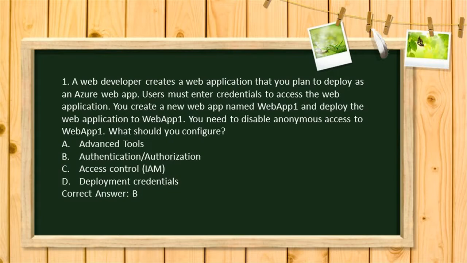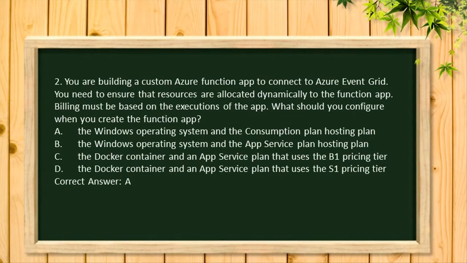1. A web developer creates a web application that you plan to deploy as an Azure web app. Users must enter credentials to access the web application. You create a new web app named WebApp1 and deploy the web application to WebApp1. You need to disable anonymous access to WebApp1. What should you configure? Advanced Tools, Authentication/Authorization, Access Control, Deployment Credentials. Correct answer, B.